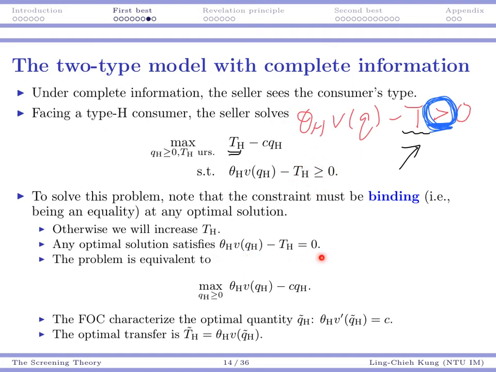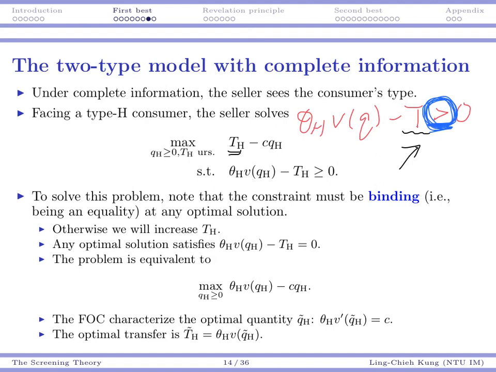So if we have that in mind, we can actually replace TH by this expression. So we are actually solving this problem: maximize theta H v(QH) minus CQH. And then we have that first order condition, because basically we can treat this as an unconstrained problem. The first order condition tells us that the optimal quantity, let's call it Q tilde H, should satisfy this equality. Differentiate this with respect to QH and set it to 0. That's my first order condition. With that, my optimal transfer can be decided with this equality. That's how I may solve this problem.